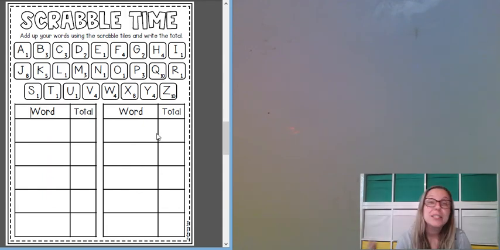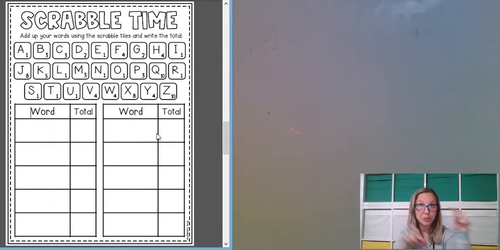Okay, so if you've never played Scrabble, Scrabble is a game where you have different letter tiles and you try to build words using those letter tiles, and each letter is worth a different amount of points. So depending on what letters you have, you add up the points for each letter and you try to get the most amount of points, okay? So we're going to use our spelling words this week to add up how many numbers each of our letters are worth to come up with a total.